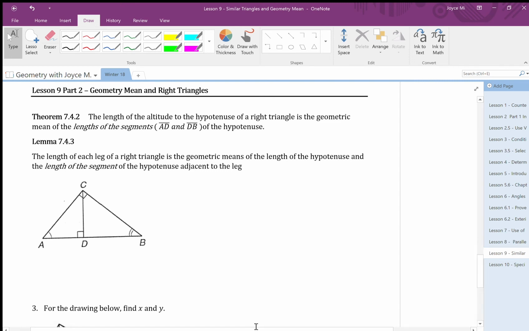Hi, in this video, I'm going to talk about geometric mean. This is a request by a few students, and so let's go over it. The length of the altitude to the hypotenuse of a right triangle is the geometric mean.